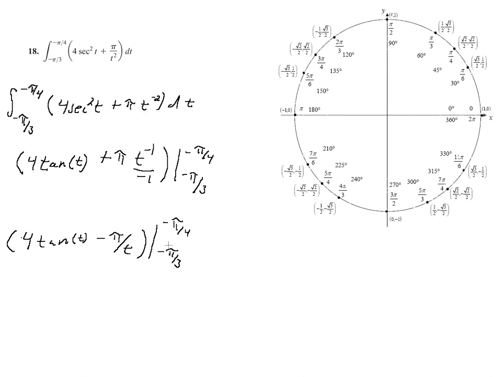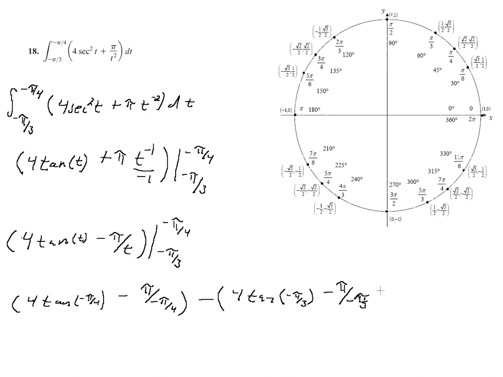And then we're going to evaluate at the upper limit of integration. So we have 4 times the tangent of negative pi over 4 minus pi over negative pi over 4, and then minus the function evaluated at the lower limit, which is 4 tangent of negative pi over 3 minus pi over negative pi over 3.